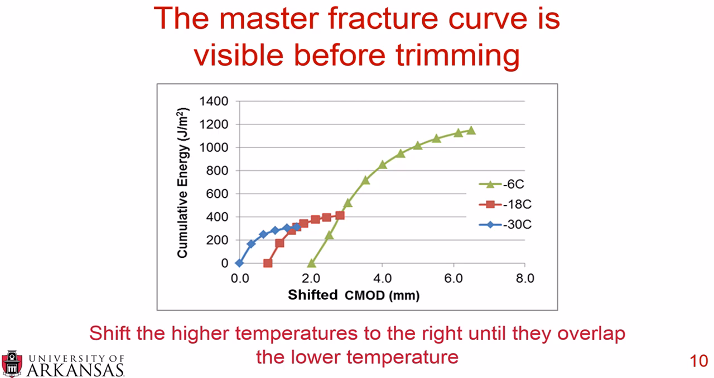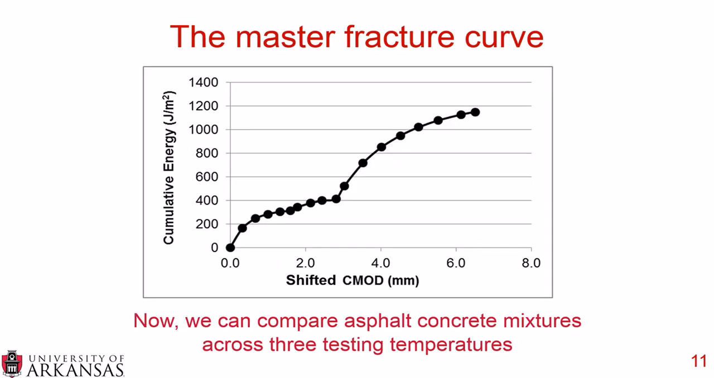And once we've had these shifted temperatures, we can simply trim the bottom of the minus 18 and the minus 30, and we obtain our master fracture curve. And the nice thing about this is now we can compare the fracture behavior of asphalt concrete mixtures across the 3 testing temperatures during the entire fracture tests.